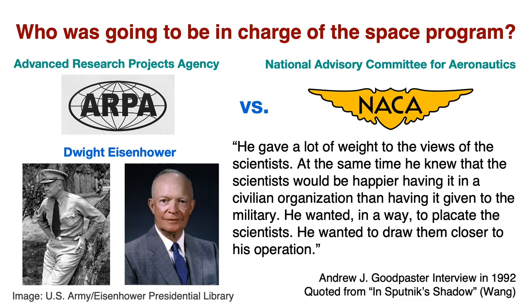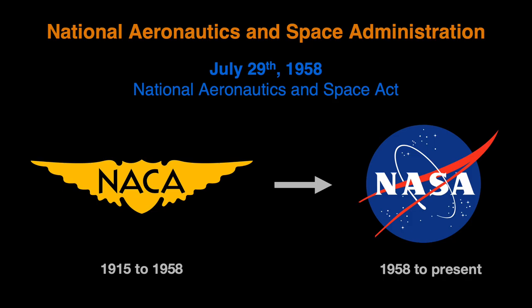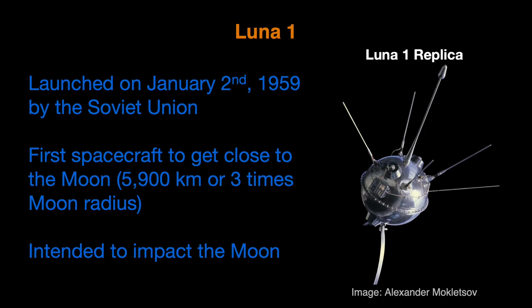Thus, Congress passed the National Aeronautics and Space Act on July 29, 1958. This absorbed the National Advisory Committee for Aeronautics into the newly formed National Aeronautics and Space Administration, NASA. The Soviet Union still kept their lead in the space race as they launched Luna 1 on January 2, 1959. Luna 1 became the first spacecraft to get near the moon. Their intention was to impact the moon. They got within about 6,000 kilometers, or a little over 3,500 miles of the moon. That is approximately three times the radius of the moon.